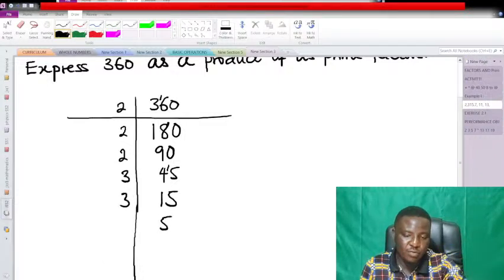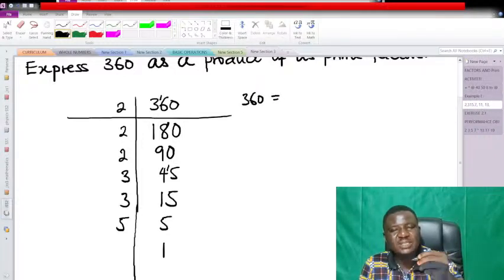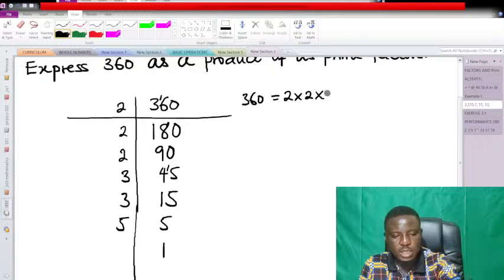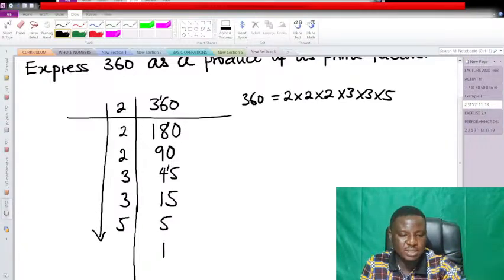Can 3 divide 5? No. So I'll pick the next prime number, which is 5. 5 into itself is 1, and that is the end. So that 360 can be expressed as a product of its prime factors as 2 times 2 times 2 times 3 times 3 times 5. So it is a product of all these numbers.